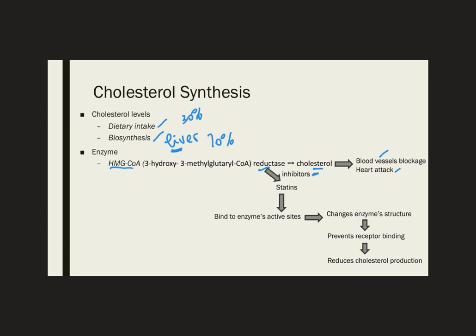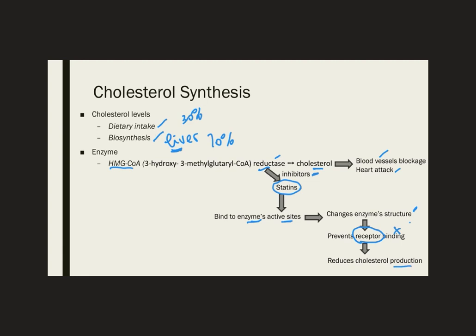And these classes of drugs are called statins, which will competitively inhibit the HMG-CoA reductase enzyme. They do this by binding to the active site of the enzyme and changing its structure. And as the structure of the enzyme is changed, it cannot bind with the receptor. Thus, its activity is going to be reduced. And this then reduces the production of cholesterol.